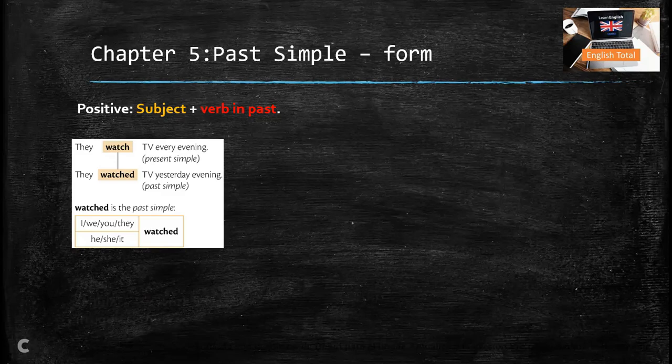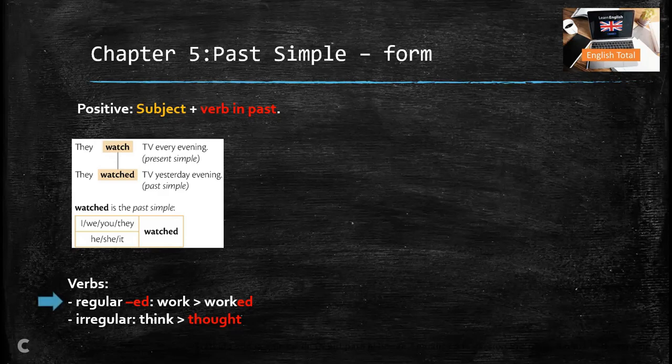You should know that in English, there are two types of verbs. There are regular verbs which end in ed, and there are irregular verbs which end in different forms. Here you have a few examples.